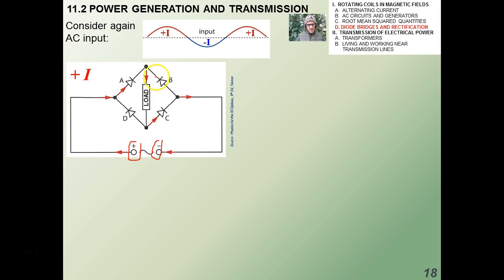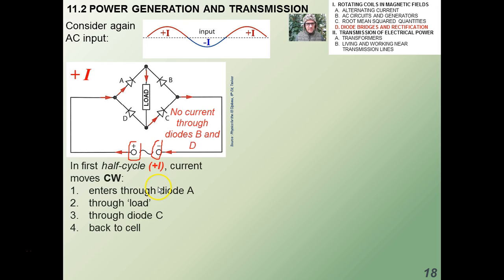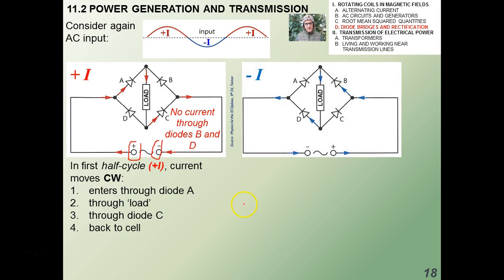Over here, again, it's not going to go through B. It's going to go through the load. And the load is the thing that's connected to whatever device it is that you want to actually harness that power or that energy per unit time from. Okay? Goes through that load, comes back down, and then it's going to exit through C and go back out here, again avoiding B, and it's going to go back to the potential difference source. Okay? There's no current through diodes B and D. Okay, so again, enters through A, through the load, through diode C, and back to the cell.